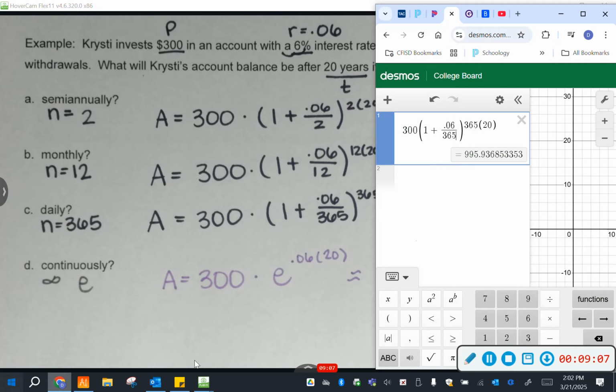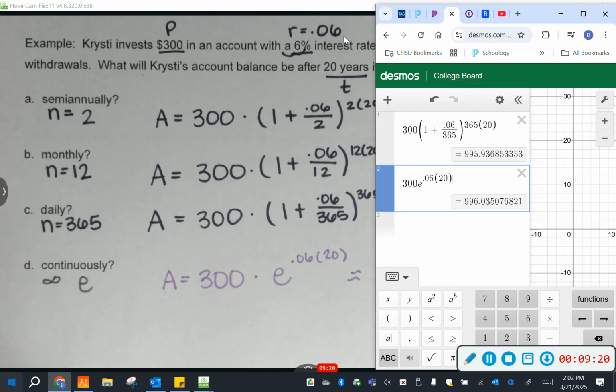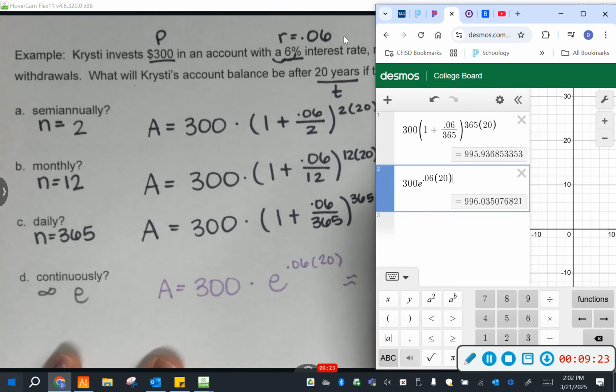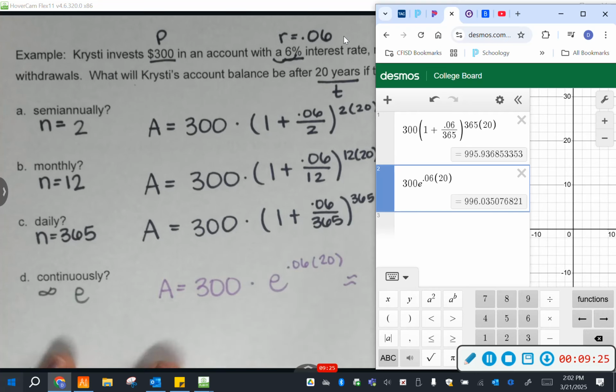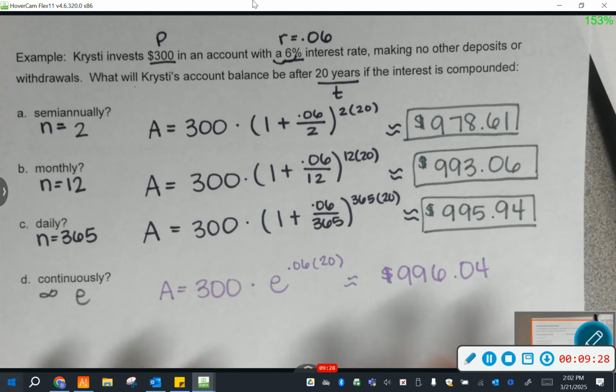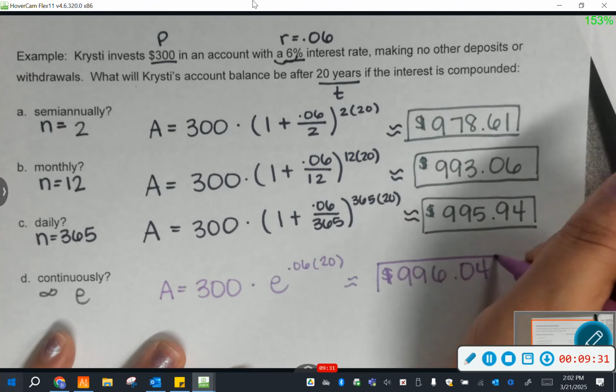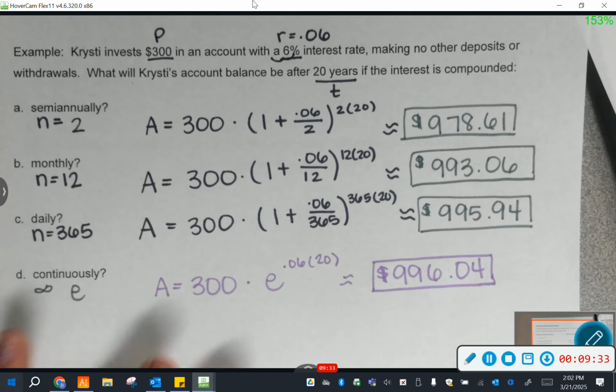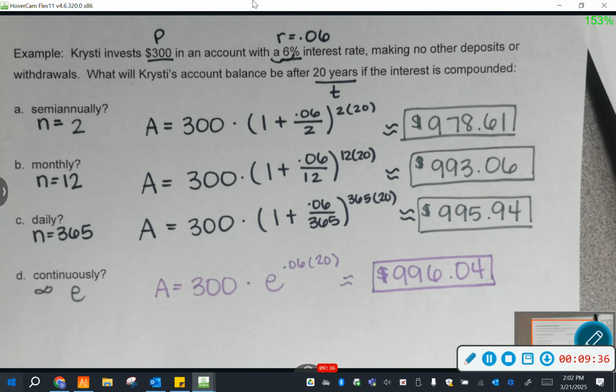And when I put this in the calculator, what do we get? Is it that much more than compounding daily? Like 10 cents more, right? So, where would we use this in the real world? Why is this relevant?